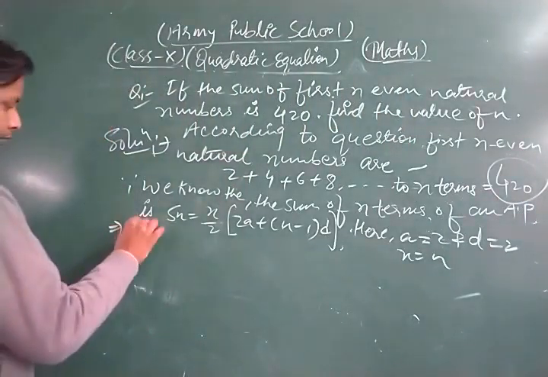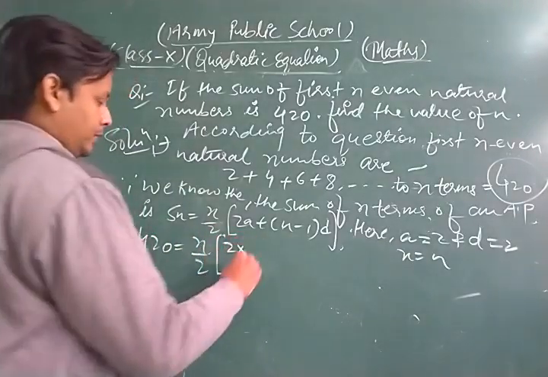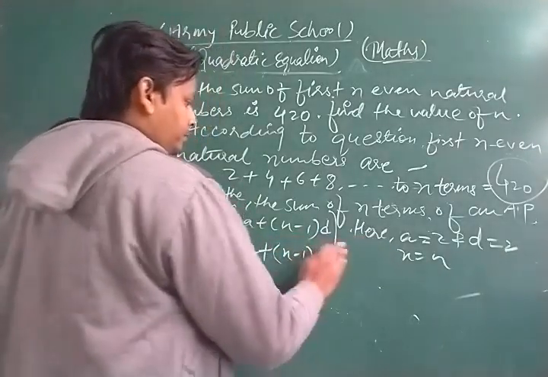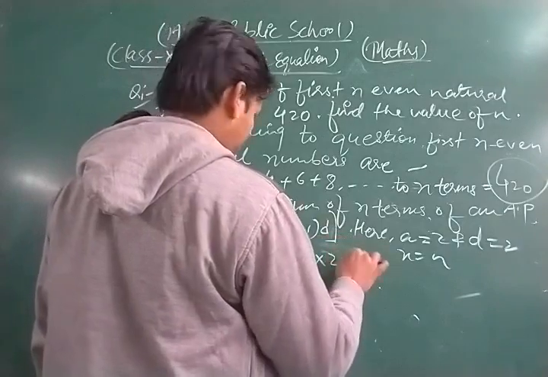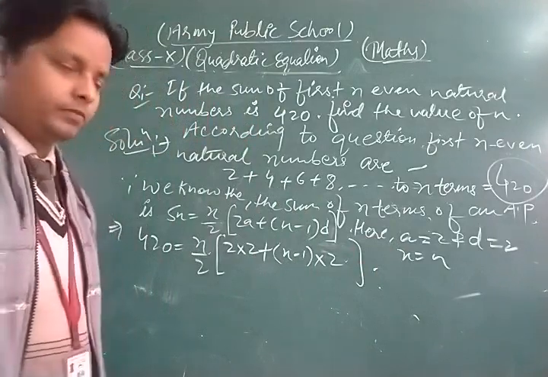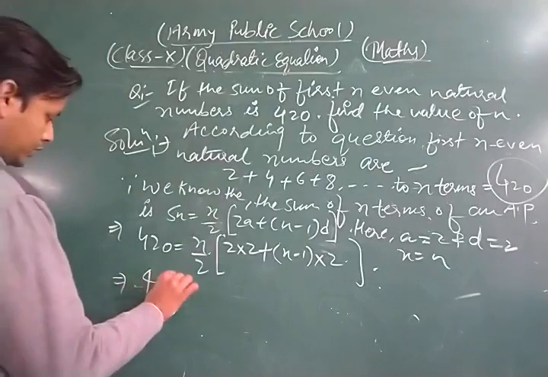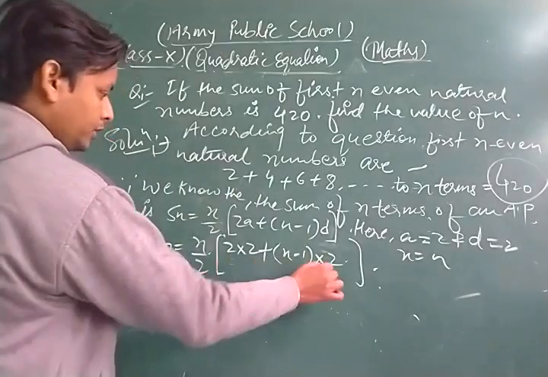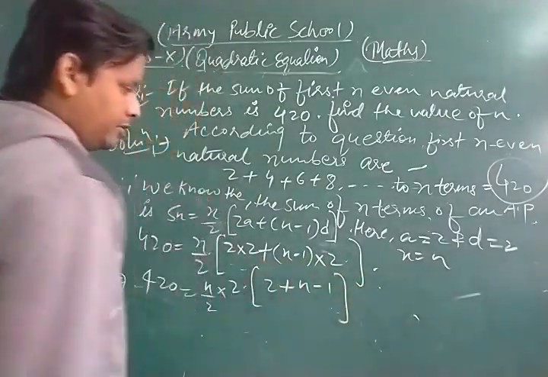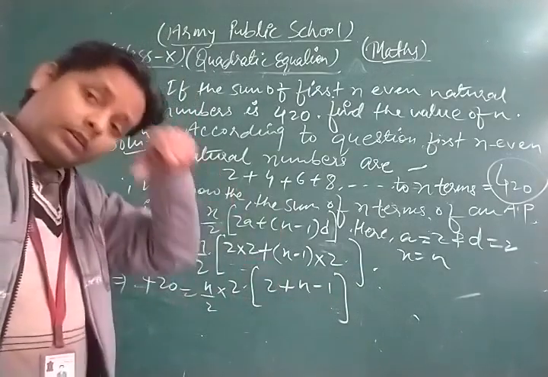So here 420 is equal to n by 2 into 2 into a, that is 2, plus n minus 1 into d, that is 2. Okay, now we just simplify. First of all, 420 is equal to n by 2. From these two terms we take 2 as common, so we get 2 into 1 plus n minus 1.